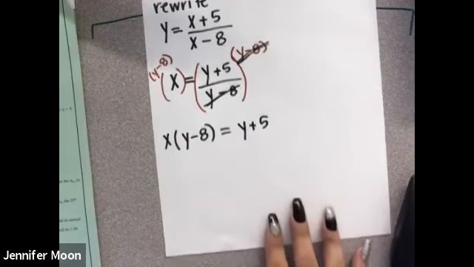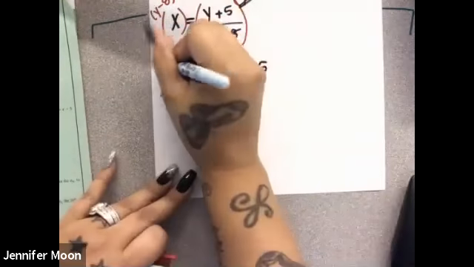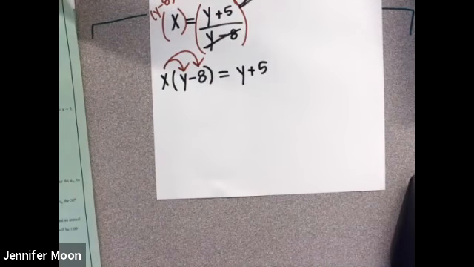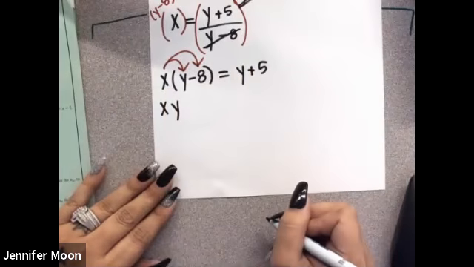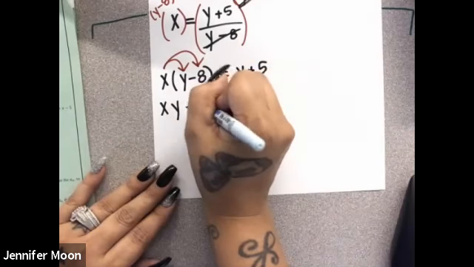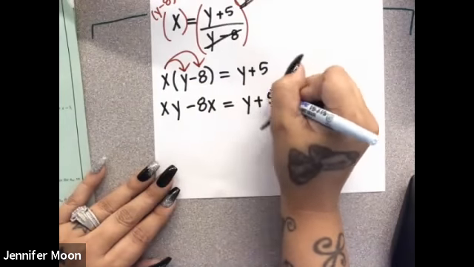So very important here, I have my x right next to a parenthesis, which implies multiplication. So I need to go ahead and distribute that x into the parentheses. So x times y is just xy. x times a negative 8 would be a negative 8x. Right-hand side, I have y plus 5.